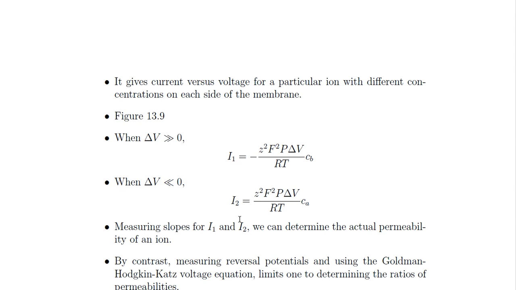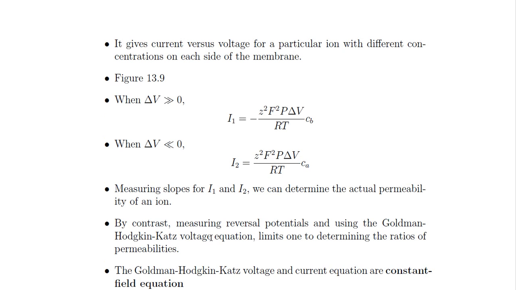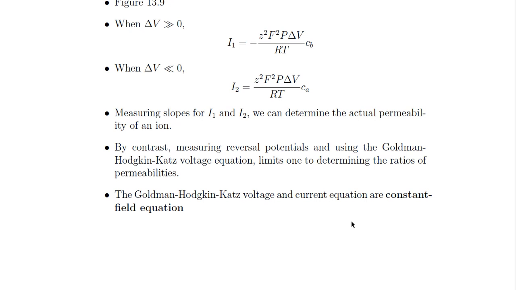Okay, so using this equation for measuring the slope, the currents I1 and I2, we can determine the permeability of an ion, that is, how readily this ion permeates through that membrane. By contrast, measuring the potential and using the GHK voltage equation, we can determine the ratio of the permeability. The GHK voltage and current equations are constant field equations.